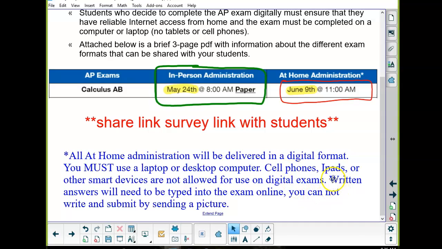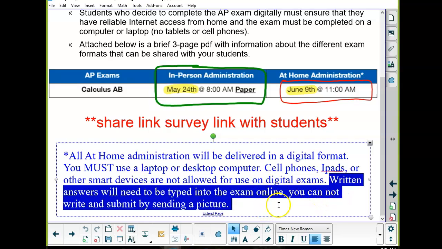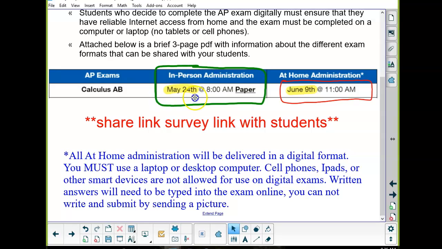The other thing, and look at this last sentence: all written answers will need to be typed in, and you cannot write or submit any photos. So you can't do handwork like we thought you were going to be able to do. This is new to me. You have to type it all in, which means you're not going to be able to get a lot of credit for showing your basic steps. If you know how to do all the work and show the work, but your justification isn't as strong, I think you should take the in-person exam because you get credit for showing your work and all the steps, and that's a regular AP exam.